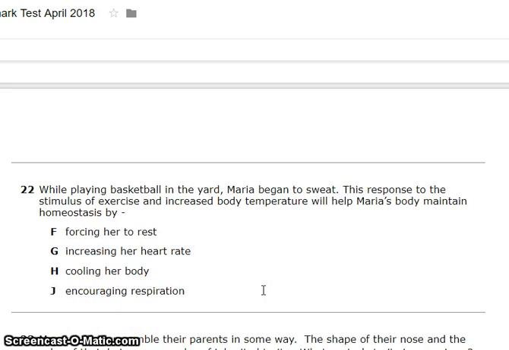22. While playing basketball in the yard, Maria began to sweat. This response to the stimulus of exercise and increased body temperature will help Maria's body maintain homeostasis by F. Forcing her to rest, G. Increasing her heart rate, H. Cooling her body, or J. Encouraging respiration.